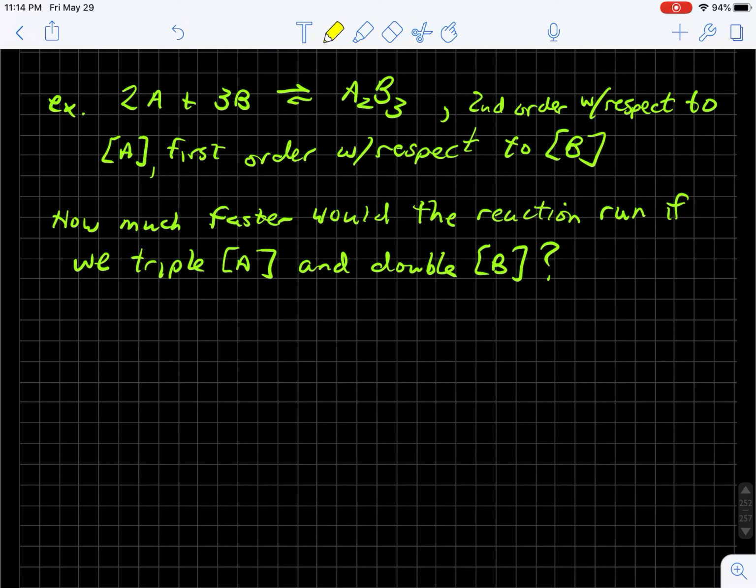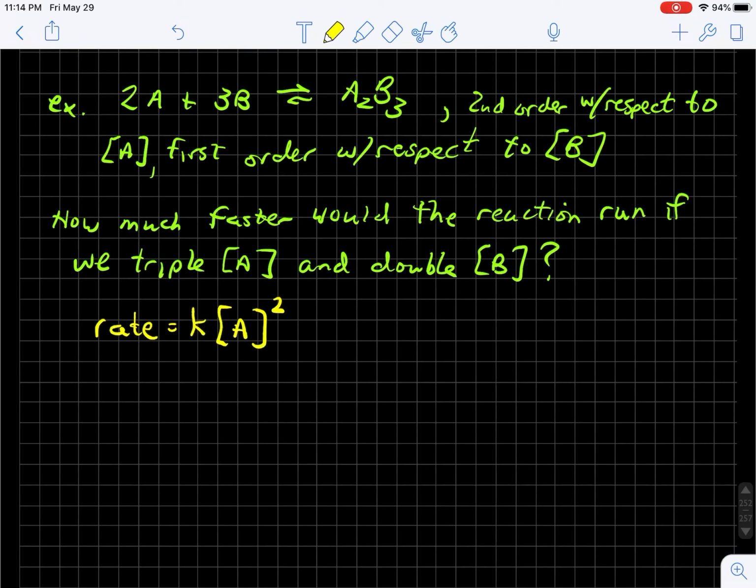So this is second order with respect to A, first order with respect to B. It doesn't matter what the balanced equation is, because based on that description, the rate has to be K times A squared B: second order with respect to A, so A squared, first order with respect to B. How much faster would the reaction run if we triple A and double B?